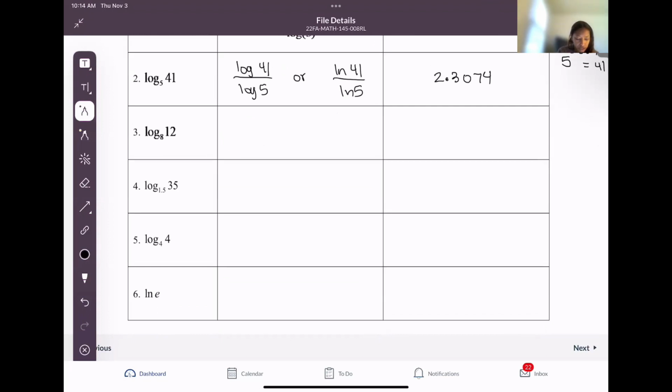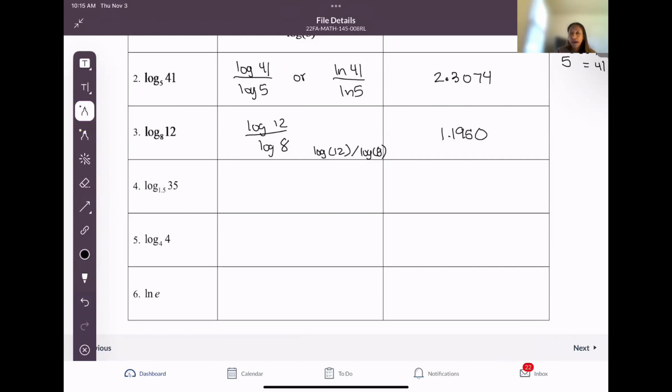For part 3, log base 8 of 12, that's log of 12 divided by log of 8. When you type this into your calculator, you have to type log, open parentheses, 12, close the parentheses, divided by log, open parentheses, 8, close parentheses. This would give us 1.1950.